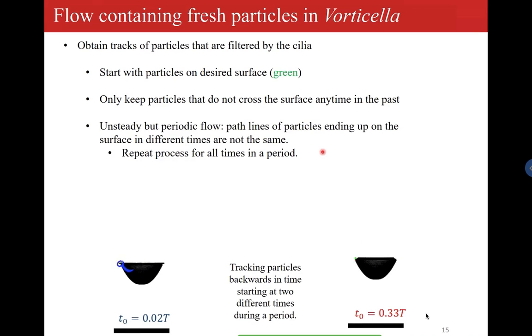Also remember that our flow is not steady, but rather periodic. And the path lines of particles at one time through the period and at one point on the surface are not the same as path lines of another particle that ends up on the same point on the surface but at another time in the period. So we need to repeat this process for all times through the period. And when we are done, for any given time, we know exactly on what parts of the surface we have flows that contain new nutrient particles.